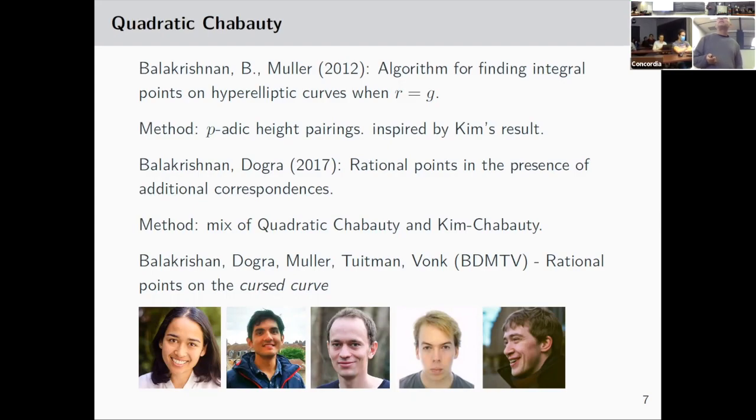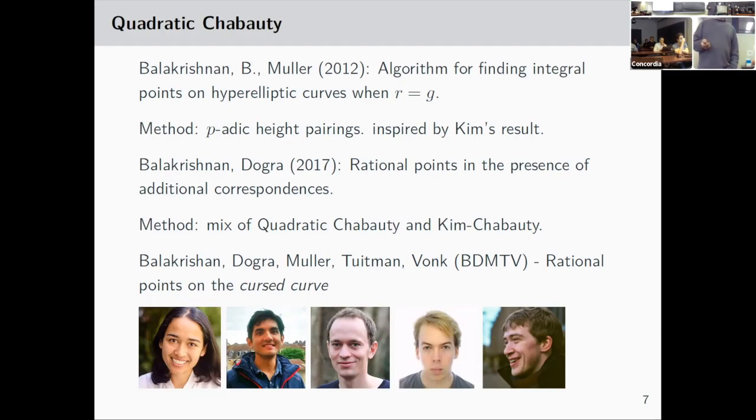Balakrishnan and Netan Dogra, who was a student of Kim, have been able to show that you can actually get, using an extension of this method, rational points when you have more correspondences. So if there's some more algebraic data on the curve, then you can actually get all the rational points. And the method there was a mixture of Quadratic Chabauty and Kim's methods.